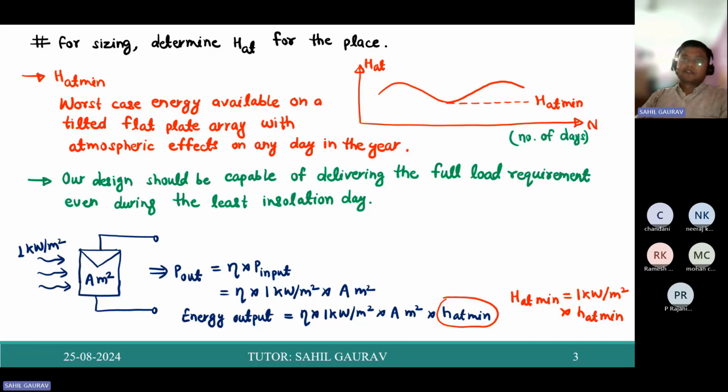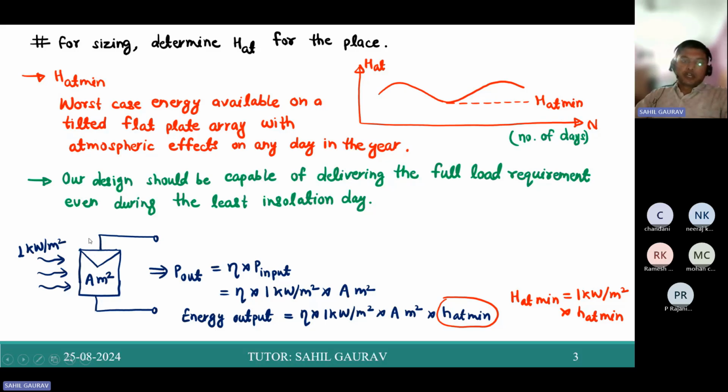So what will be the worst case? The worst case will be HAT minimum. This is the worst case energy available on the flat plate array with atmospheric effects on any day in the year. So we have to take care of this worst case. If your PV sizing is perfect for this worst case, then it will work fine for any case. So the most important point is that our design should be capable of delivering the full load requirement even during the least insolation day. That is the worst case, which we got from this HAT minimum.